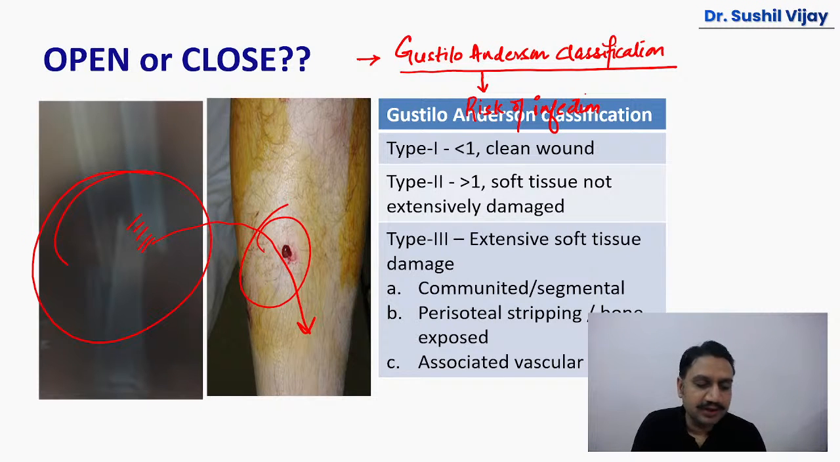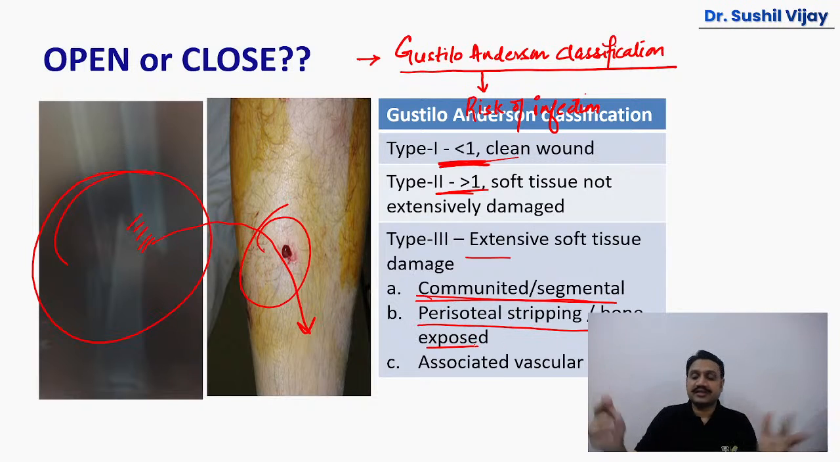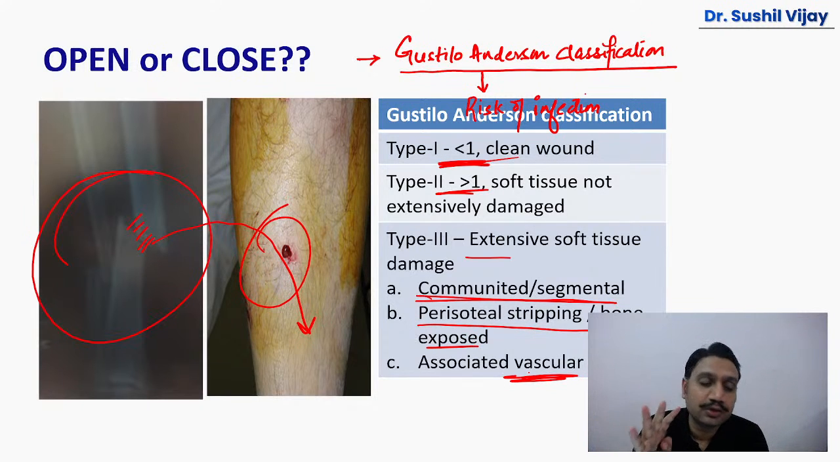All right. Gustilo, absolutely correct. So in the Gustilo-Anderson classification, any wound which is less than 1 centimeter is considered type 1. Any wound which goes more than 1 is type 2. And type 3 is extensive bony damage, right? Comminuted fractures, segmental fracture behind me. If you can see, the picture is very clear. Periosteal damage, the bone is coming out of the skin, or if there is an associated vascular injury. So like that, you divide the Gustilo-Anderson into three types. Type 1, type 2, and type 3.